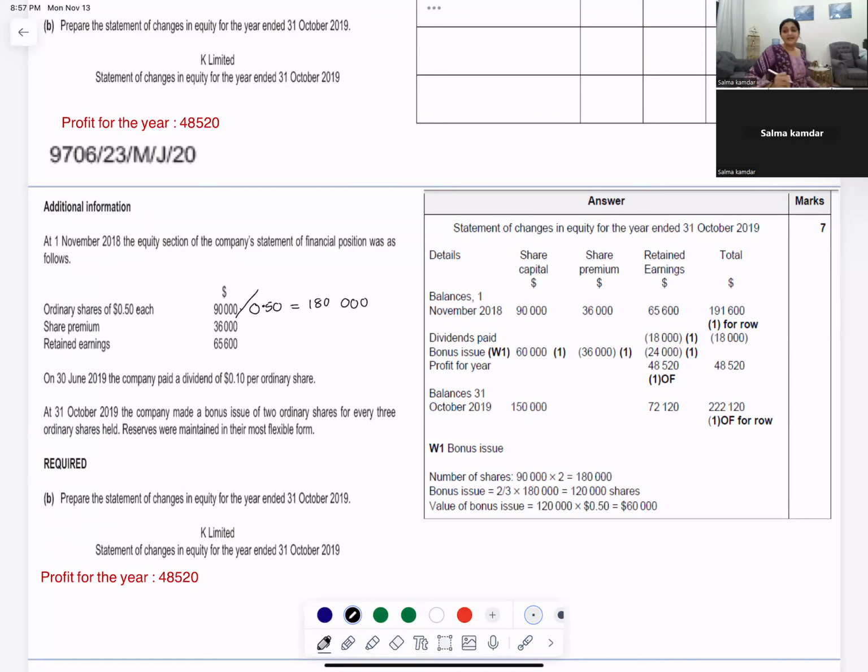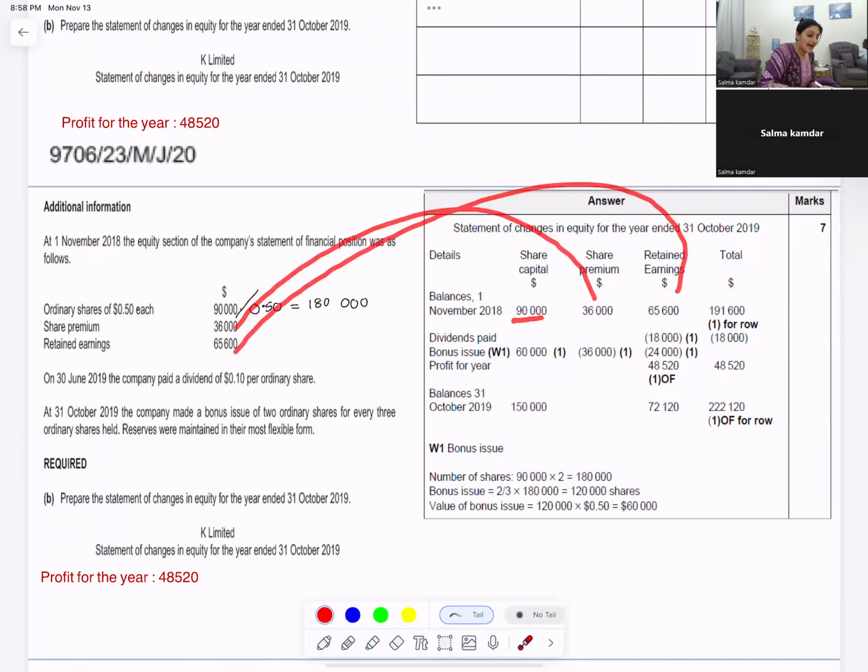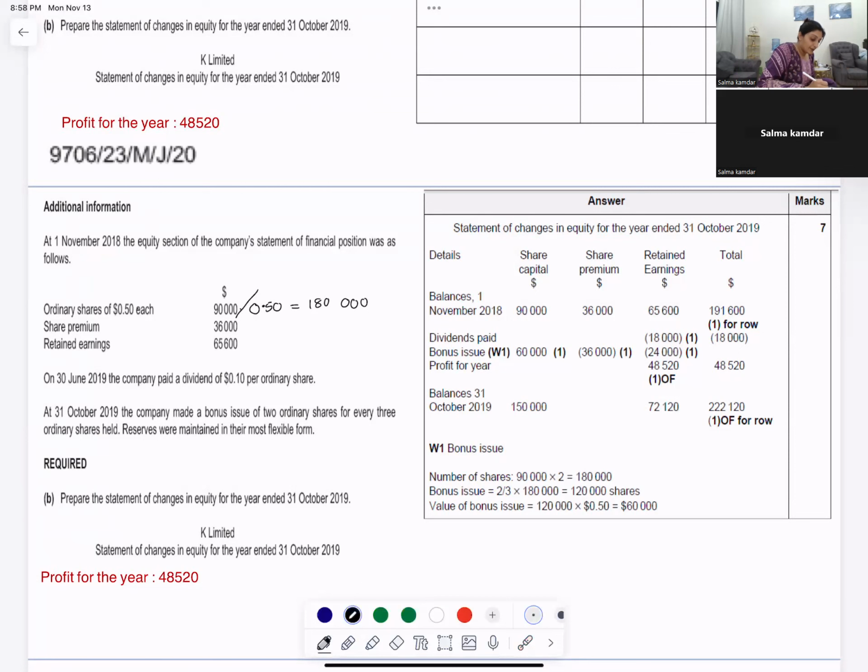You will always make a note of the number of shares that you have. So whatever you have on the first date, you will just write it as balance on the 1st of November 2018 and you will write it in your share capital, in your share premium, and in your retained earnings. You will add the three, you will get your total. You have paid a dividend of 0.10 per ordinary share. So you have 0.10 into 180,000. So the dividend paid would come up to 18,000.